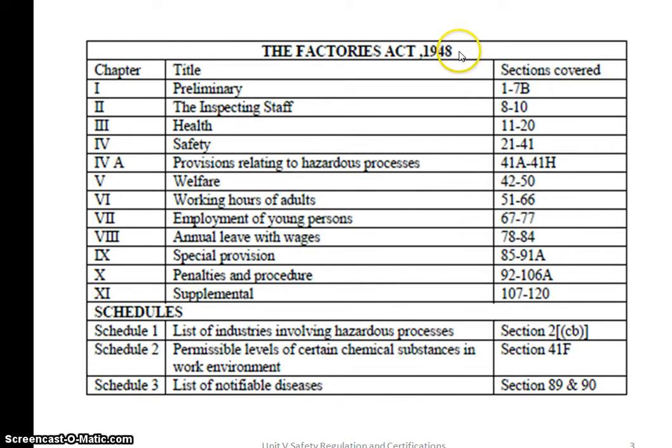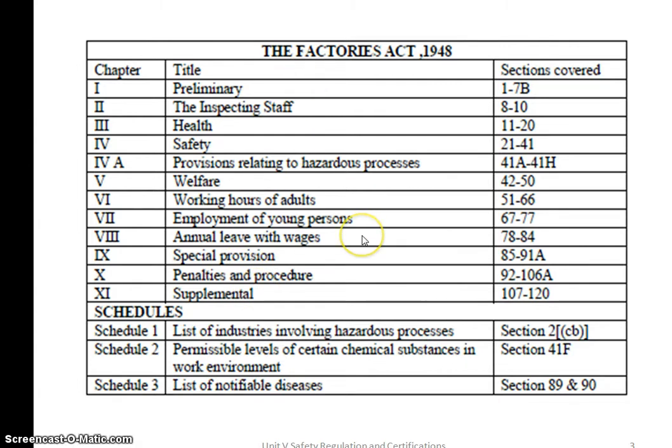The Factories Act 1948 comprises 11 chapters, 120 sections and 3 schedules. The chapters are preliminary, the inspecting staff, health, safety, provisions relating to hazardous processes, welfare, working hours of adults, employment of young persons, annual leave with wages, special provisions, penalties and procedure, and finally supplemental.